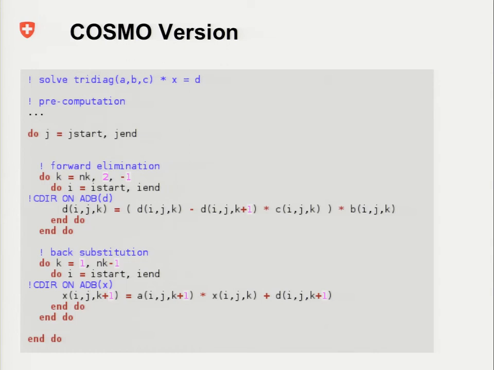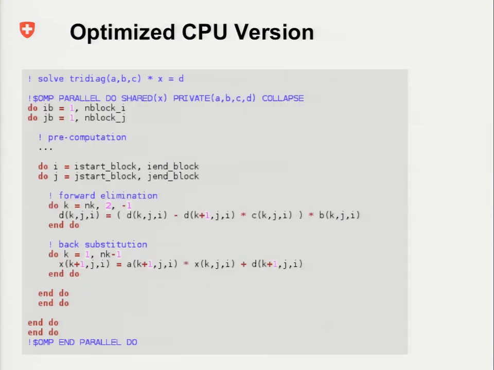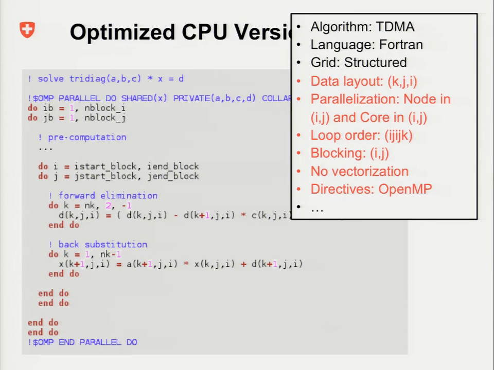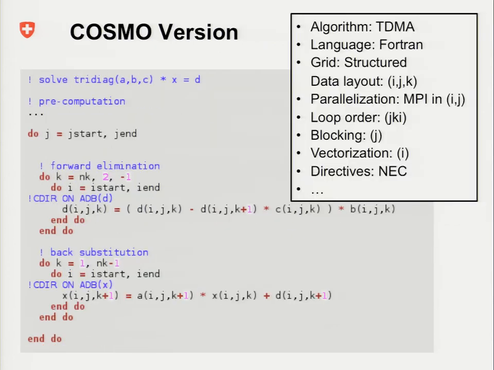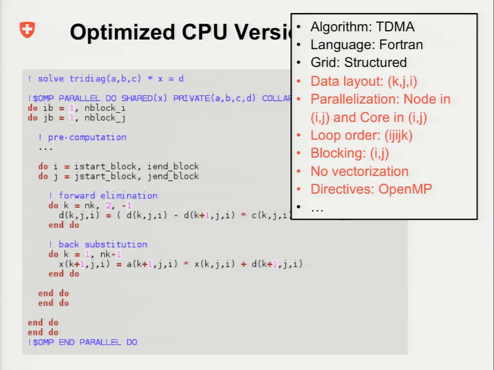Now, if you think about giving this code out to a computer scientist and you tell him, please optimize this for x86 hardware architectures, well, he will go out, he will change the data layout, he will change the parallelization, he will change the loop order, he will introduce blocking, he will remove these directives, which are for vectorization on a vector machine, and he will probably parallelize using OpenMP.